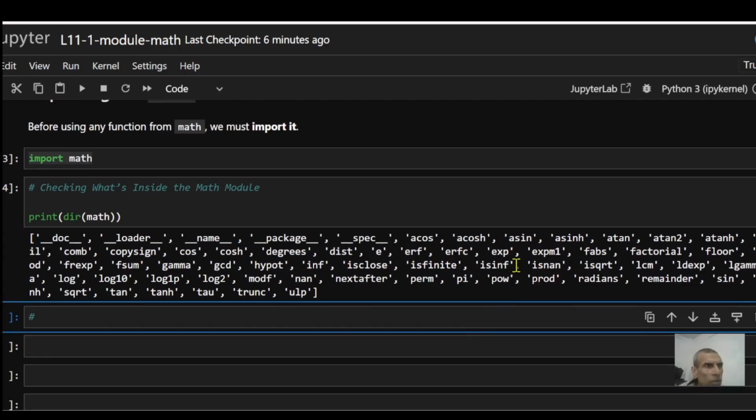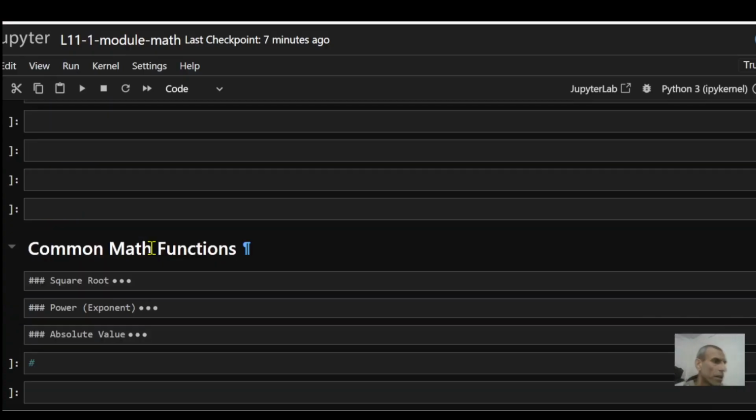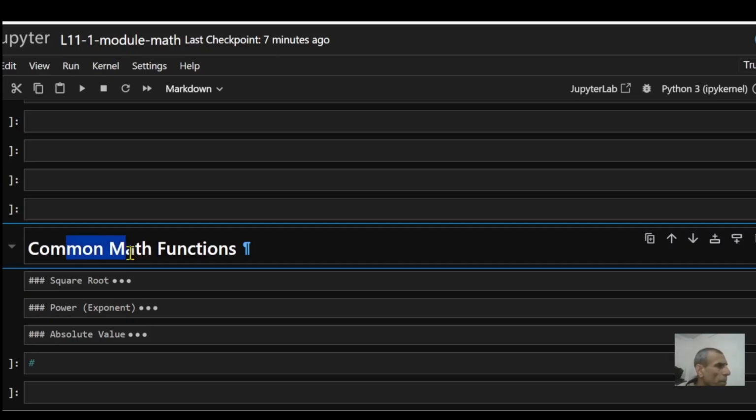So we're going to go over some of them, the important ones. Depending on your line of work, you have to find the ones that you actually use or that you may need in your line of work. Now, let us look at some of the common math functions: square root, power, absolute value. So let's start with the square root first.